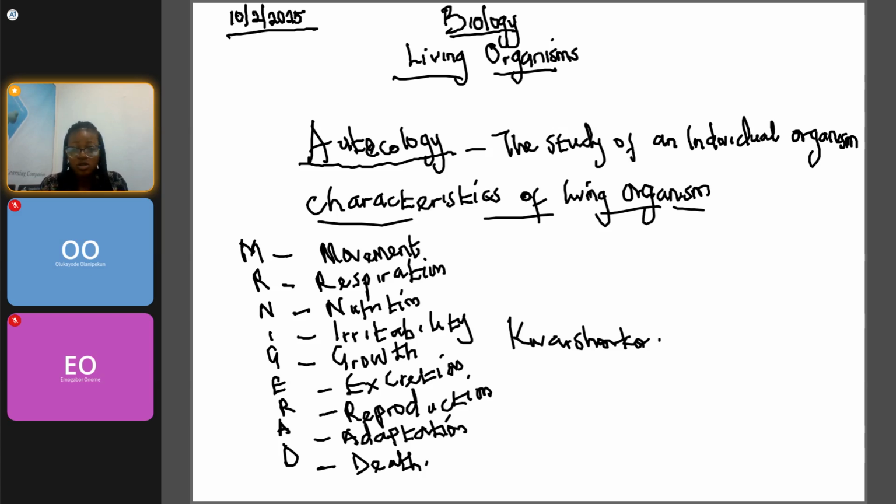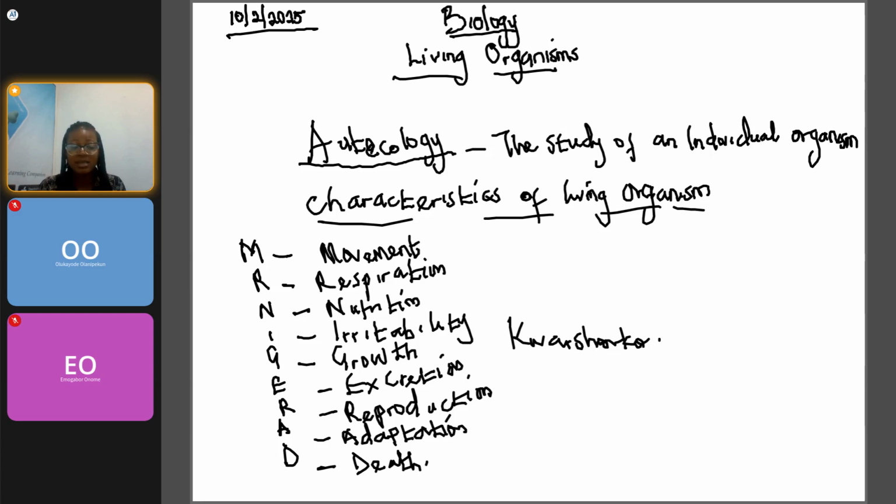And we move to reproduction. What is reproduction? The process whereby you give birth, you reproduce. The process whereby you produce another one of the same organism. That is what we call reproduction.